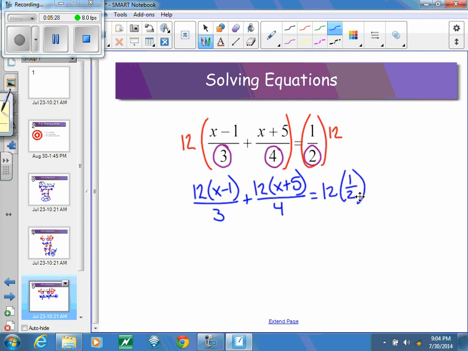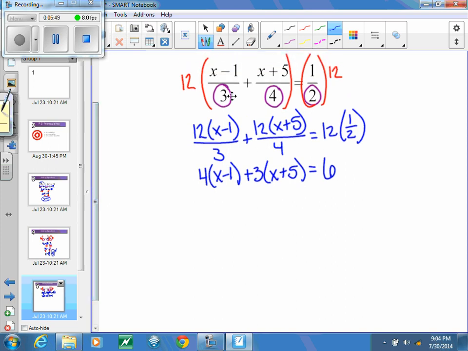Now that I'm writing out everything, you can see how these fractions are going to be eliminated. 12 divided by 3 gives us 4, so I get 4 times the quantity of x minus 1. 12 divided by 4 is 3, so I get 3 times the quantity of x plus 5. And 12 times 1/2 is 6. So what's happened here is we went from having these rational equations down to no fractions at all. They've been eliminated. Now just using our distributive property, 4x minus 4 plus 3x plus 15 equals 6, we can go ahead and solve.